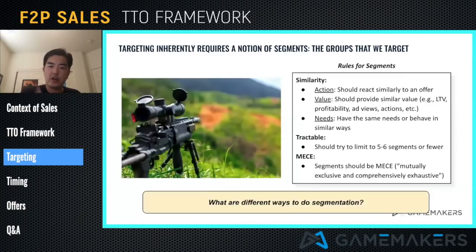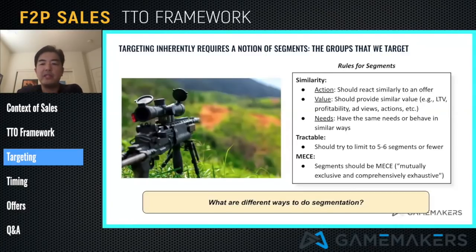In terms of targeting, what do we mean? The notion of targeting is really around segments, right? What groups we target. When you think about a segment, the segments should be very similar in terms of action. In other words, they should react similarly to an offer. They should also be similar in terms of value, whether from an LTV perspective or profitability, ad views, however you've defined that value.